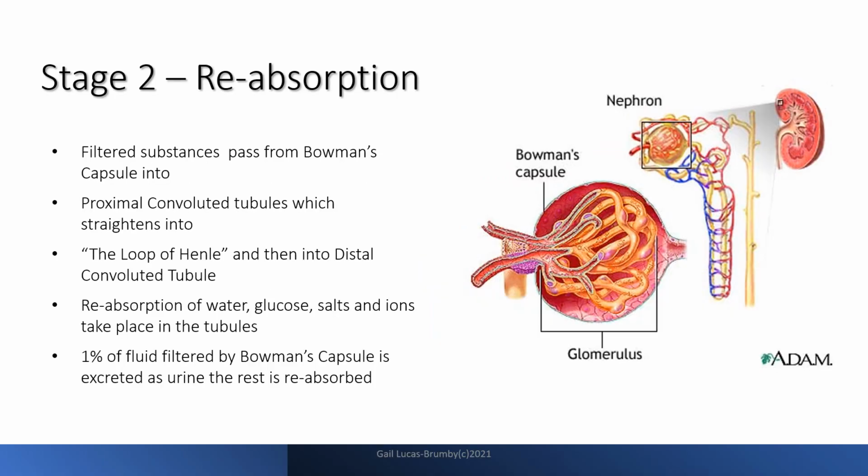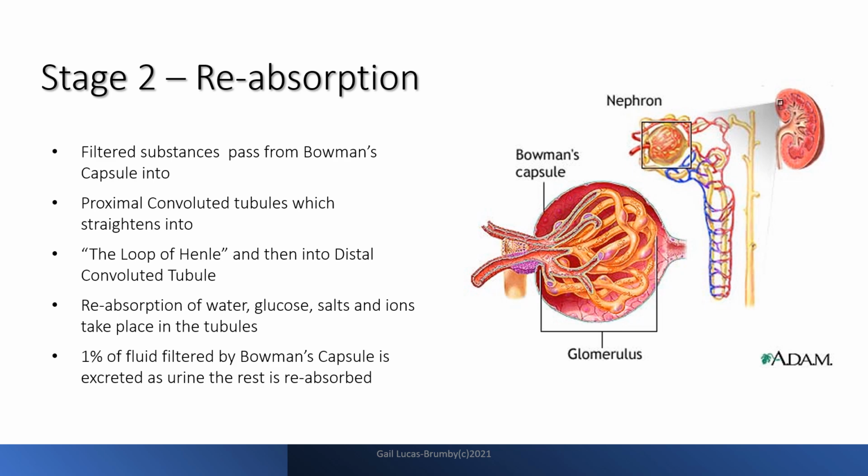The second stage of filtration in the kidneys is reabsorption. And as the filtered contents come down from the Bowman's capsule, the filtered substances pass into the proximal convoluted tubule. Now this sounds complicated, but actually proximal means that it's the nearest to the Bowman's capsule. Distal means it's furthest away.